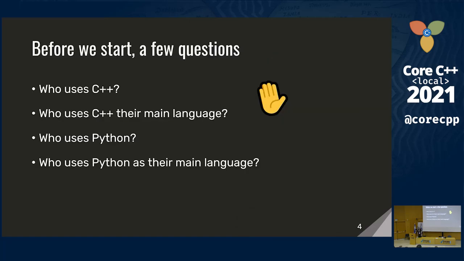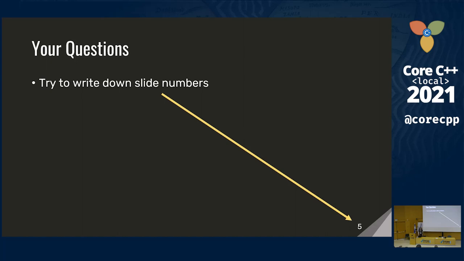So before we start, a few questions. Who here uses C++ as a primary language? Okay, and who uses Python as a primary language? Oh, you have a few people. Nice. Okay, just regarding your questions, there's a slide number for every slide. Try and pay attention to those. It would be easier to go back and look for the slides you're interested in if you write them down.